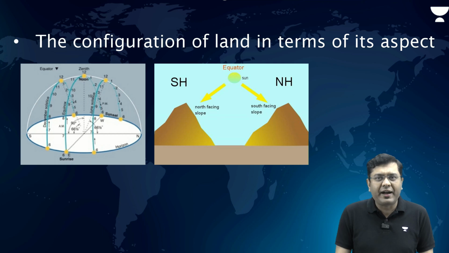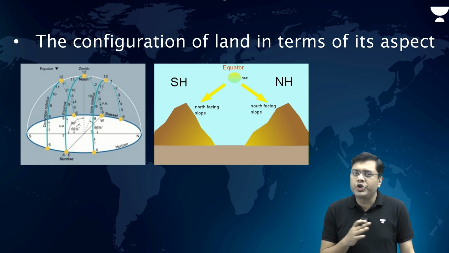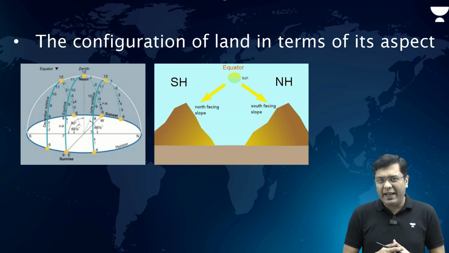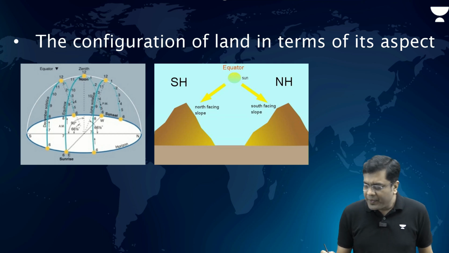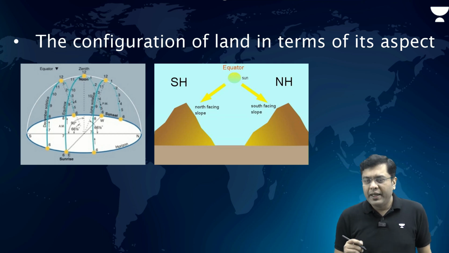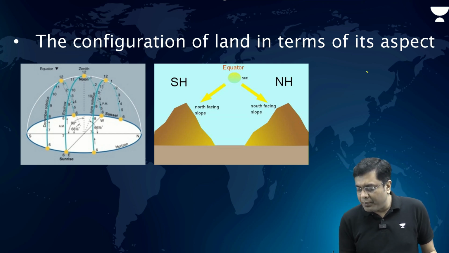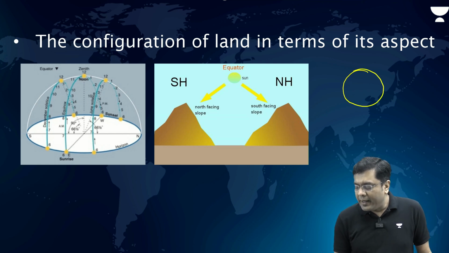Then you have another factor, that is the configuration of the land or the directionality of a land. So basically, here it is very simple that when we talk about, let's suppose, the planet Earth, now here, if you consider in northern hemisphere a landform like this.